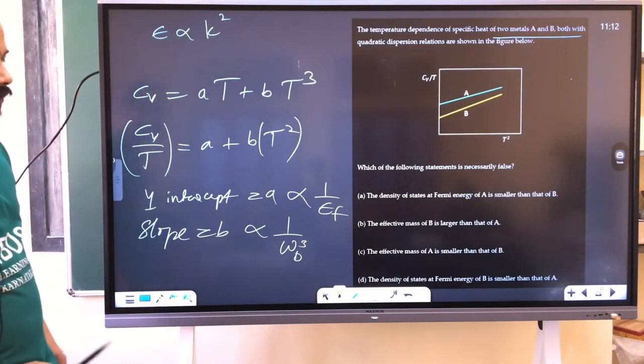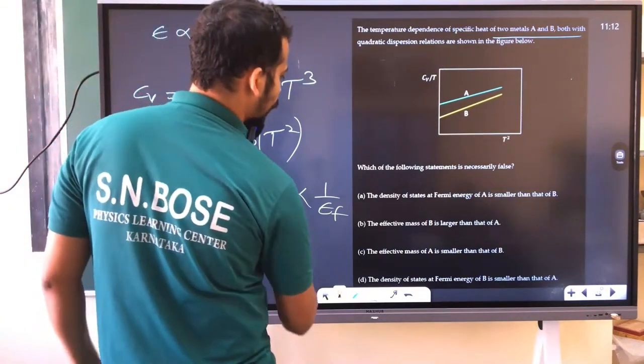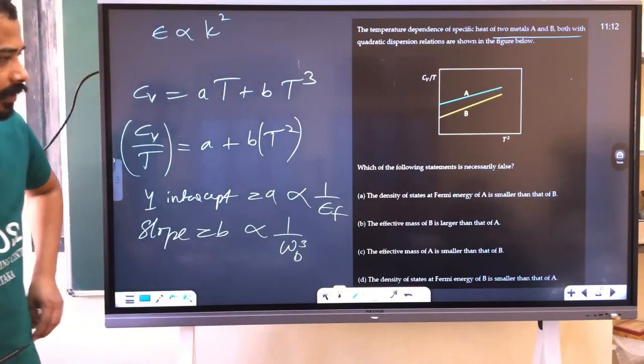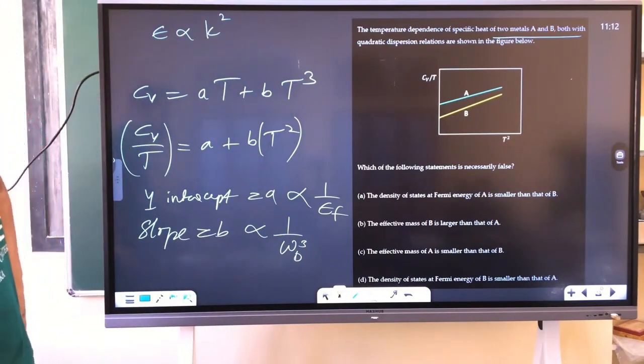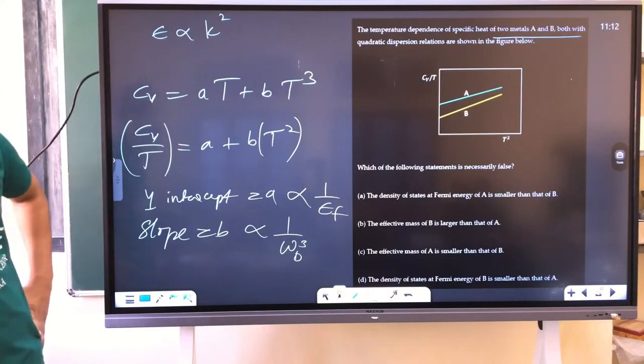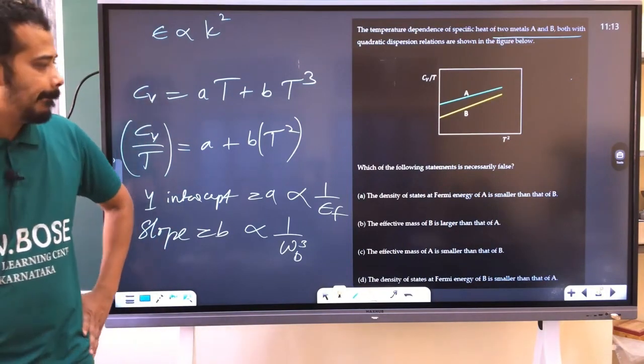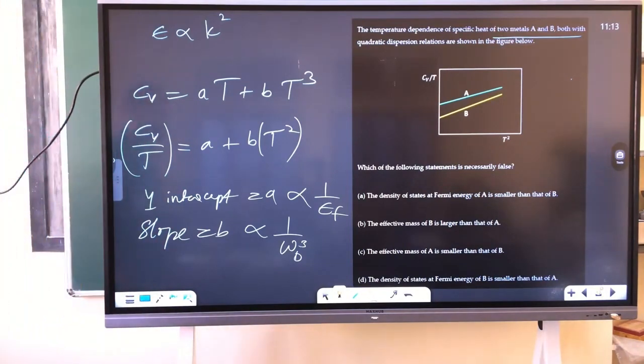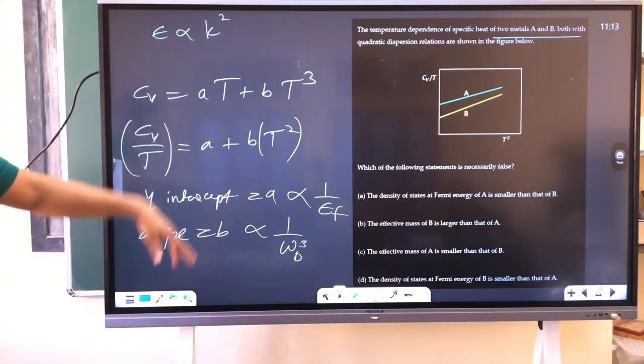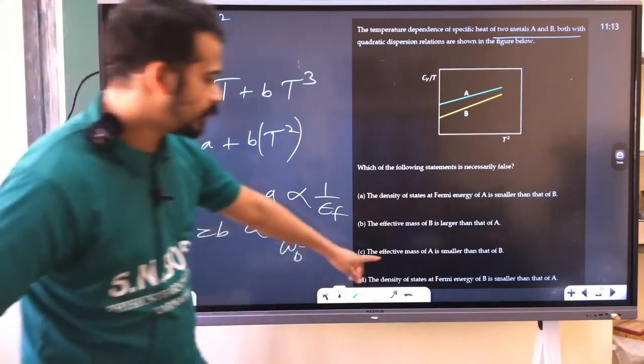Now let us see the options. The density of state at Fermi energy of A is smaller than that of B. He talked about density of states at Fermi energy, not occupation, the average number of particles. You need much more condensed matter idea, but I thought it can be done here, within this side. That's why I placed it here, because he talked about effective masses, am I right?